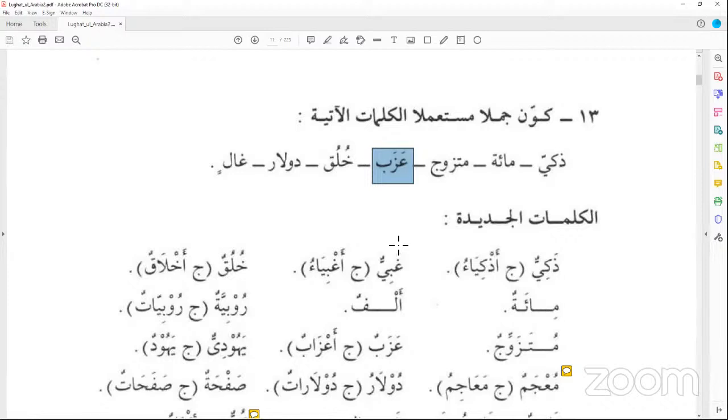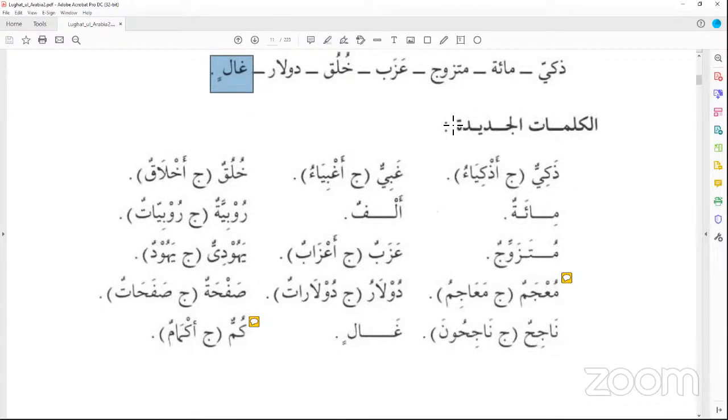Okay. خلق. You can use خلق, which means manners, so you can use ذو with that, because that was what was covered in this chapter. هذا الرجل, we can say هذا الرجل ذو خلق, good. دولار, okay, you have already done one sentence for دولار. غال. هذا البيت غال, okay, no problem.